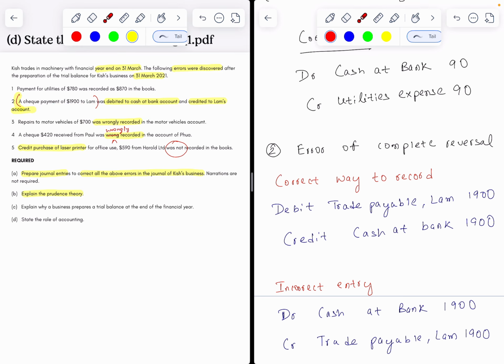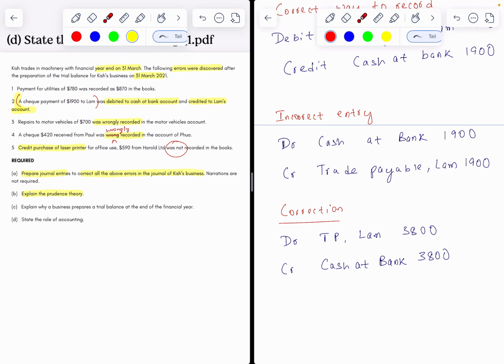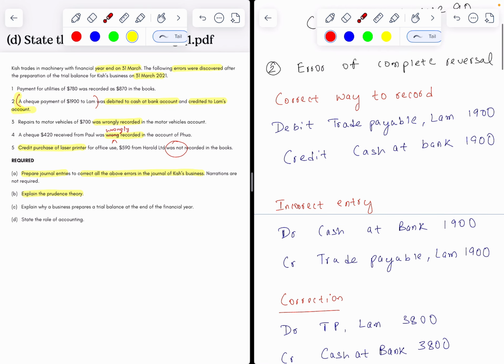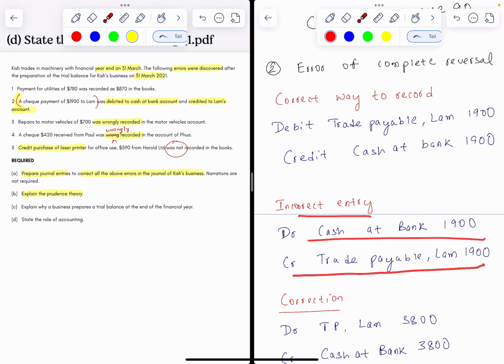But if you read through the other words that are given, it was debited to cash at bank and credited to LAM's account, which is the mistake. The mistake the bookkeeper had made was to debit the cash at bank account by 1900 and to credit the trade payable account for LAM by 1900, which is the exact opposite of what we should be doing, isn't it?